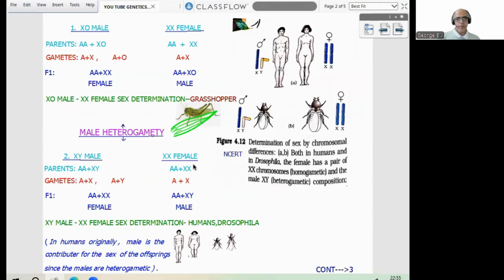X0 male, XX female. Example is grasshopper. Second is XY male, XX female. That is human beings and Drosophila. Here the diagram you can find. And in humans, originally sex is determined by the male only because XY is there. Males are heterogametic. Females produce only one type of gamete, X. So in humans, the male determines the sex.